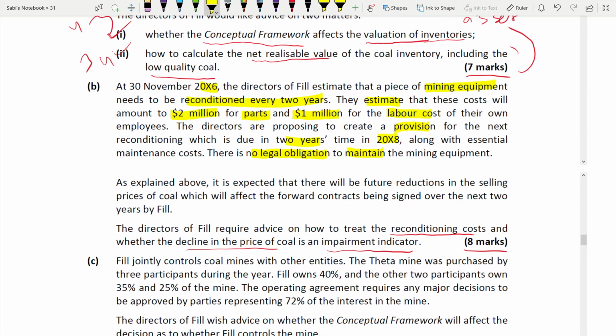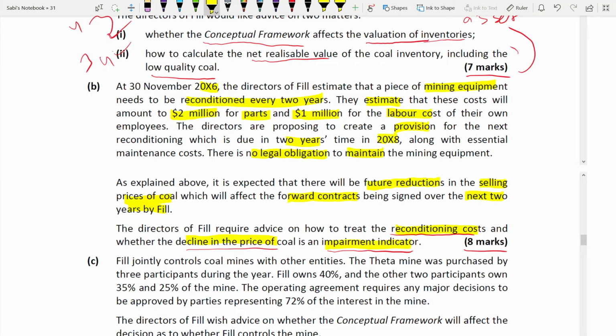No legal obligation. As explained above, it is expected that there will be future reductions in the selling price of coal, which will affect the forward contract also being signed over the next 2 years by Phil. The directors of Phil require advice on how to treat reconditioning costs, and whether the decline in the price of the coal is an impairment indicator.